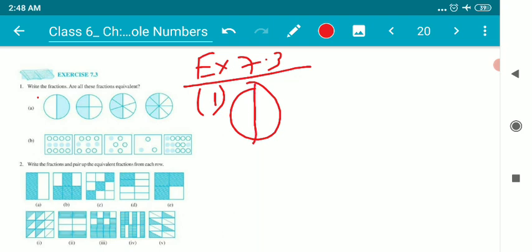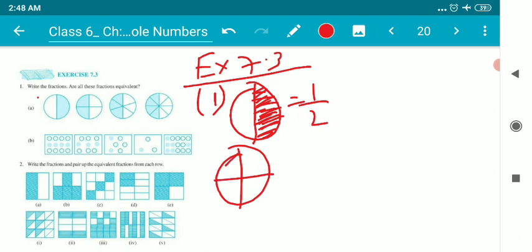Look at the first one. Out of two parts, one part is completely shaded. So what is the fraction of this one, children? 1 by 2. Why 1 by 2? Because out of two parts, one part is completely shaded. So the fraction of the shaded portion is 1 by 2. Look at the second one. Out of four parts, two parts are shaded. So what is the fraction, children? The fraction is 2 by 4.